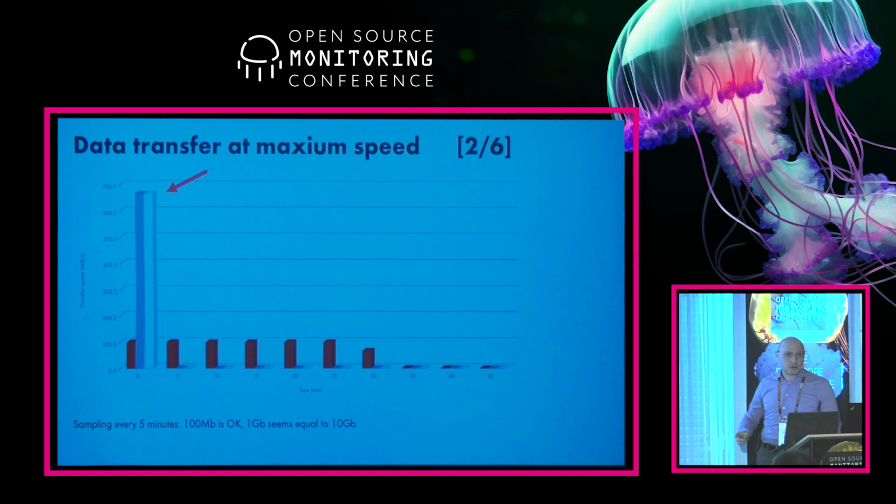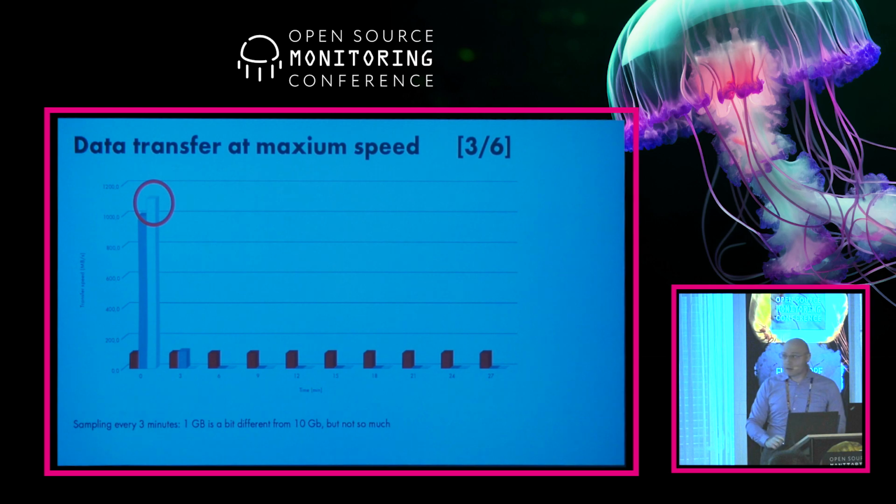This is not good because it is not possible. 10 gigabit Ethernet is 10 times faster than 1 gigabit. So this is not enough. We have to use a higher ratio. Every 3 minutes? Not so good. We have to go further.